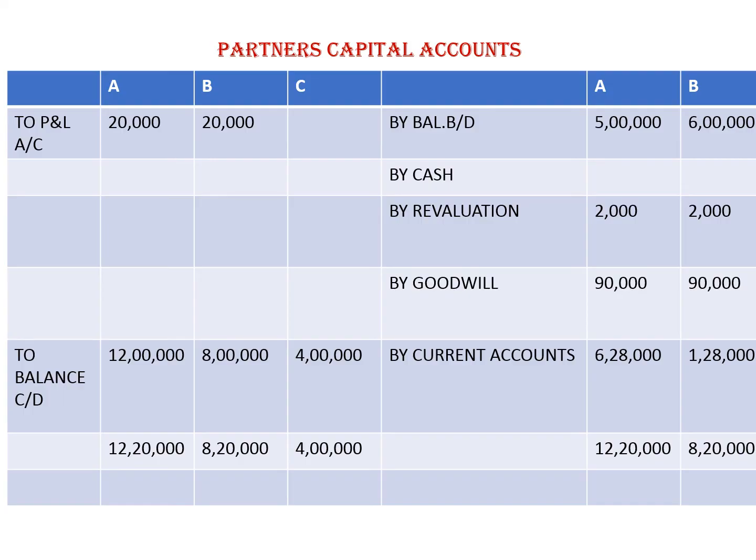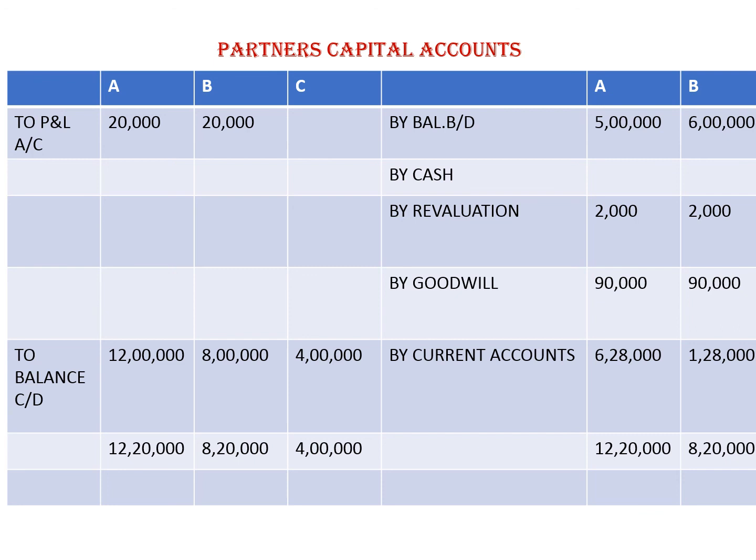In partners capital account, we have by balance b/d A 5 lakh, B 6 lakh. By cash, C is bringing 4 lakh. Revaluation profit is 4,000. By revaluation 2,000, 2,000. Goodwill is to be raised by 1,80,000. By goodwill 90,000, 90,000. On the debit side, to P&L 20,000, 20,000.